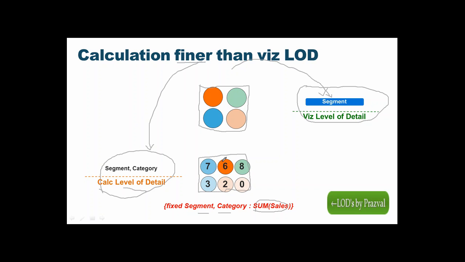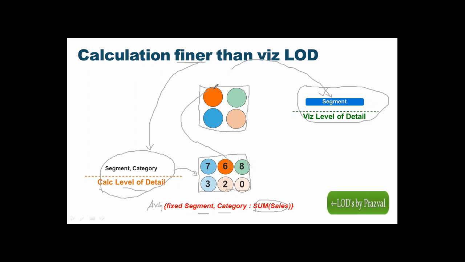This is the output at the LOD calculation level. But at the visualization level, I have segment, and segment contains only 4 values, but the LOD calculation is giving us 6 values. So how will Tableau compute the values here? It depends on the aggregation we take. If I take average, Tableau will take the average of these values depending on the color.